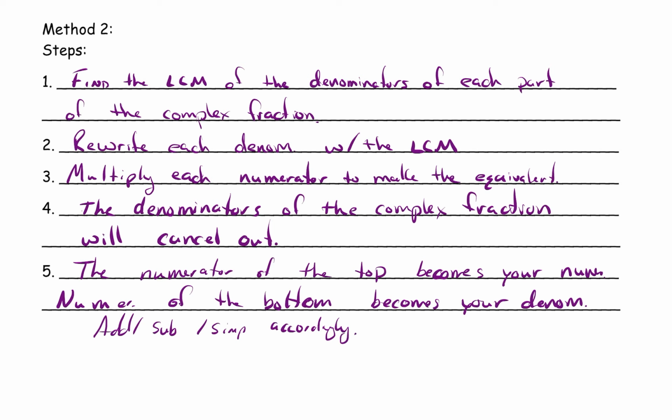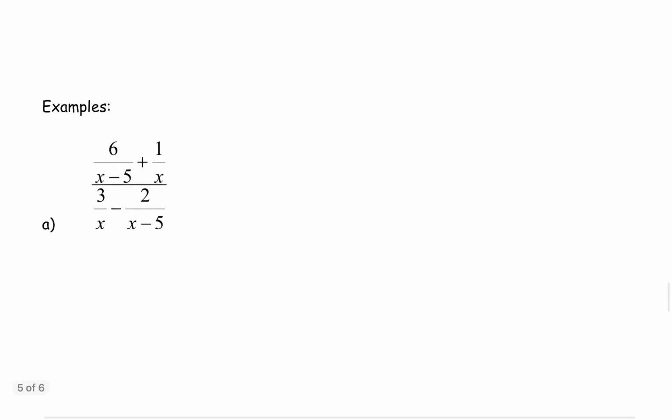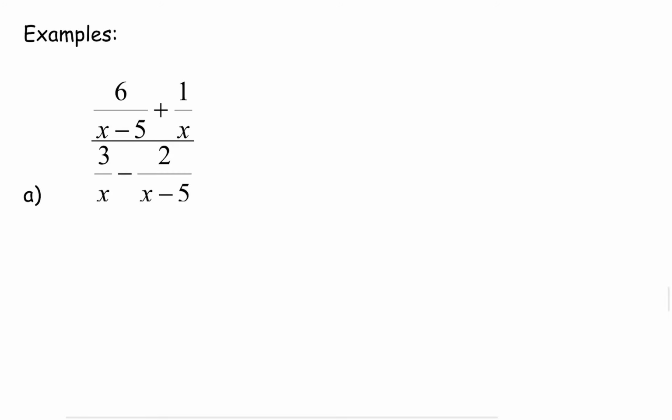Okay, so let's go ahead and take a look at some examples of what that's going to look like. Okay, so pretty complex looking fraction, might be why they're called complex fractions. We're going to look for what our LCM would be. Okay, so LCM, we have an x, and we have an x minus 5. That is all the factors that are making up the denominator.